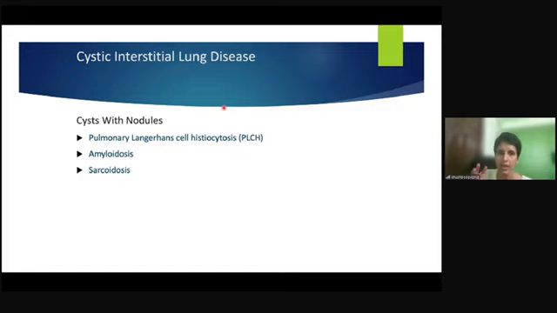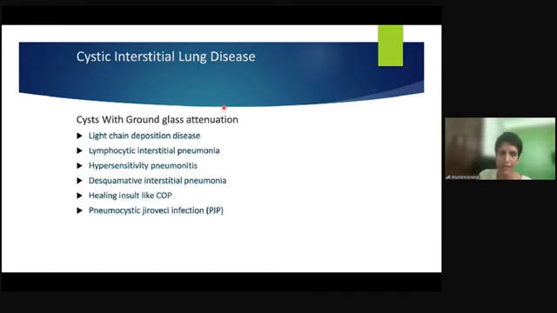Now we talk about interstitial lung diseases with some abnormality in the background. For example, we talked about PLCH, where you see nodules. Again, with amyloidosis you may see nodules, and with sarcoidosis also you may see nodules. So if you see cysts with a background abnormality which is predominantly nodular, then these three are our top differentials.